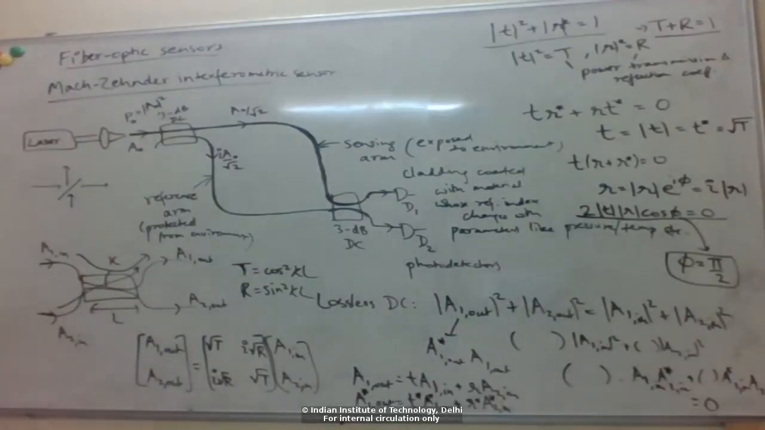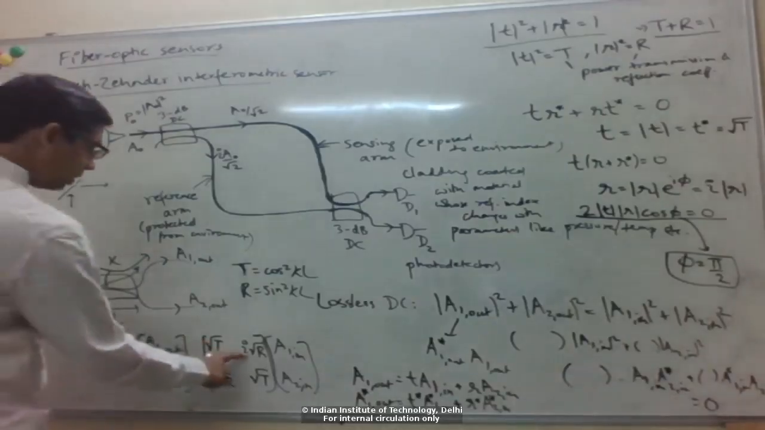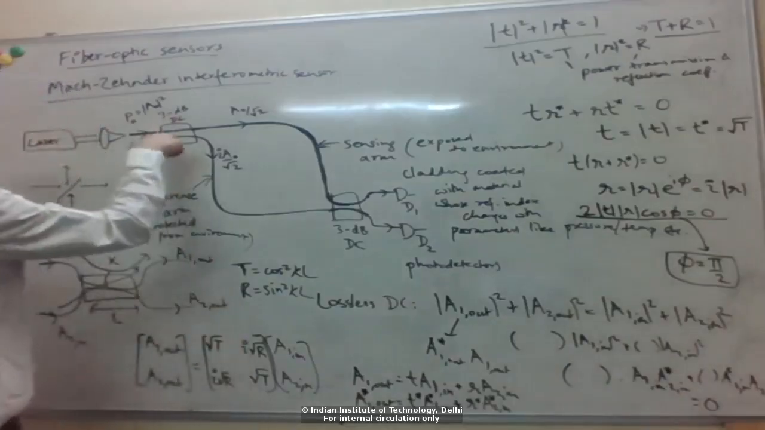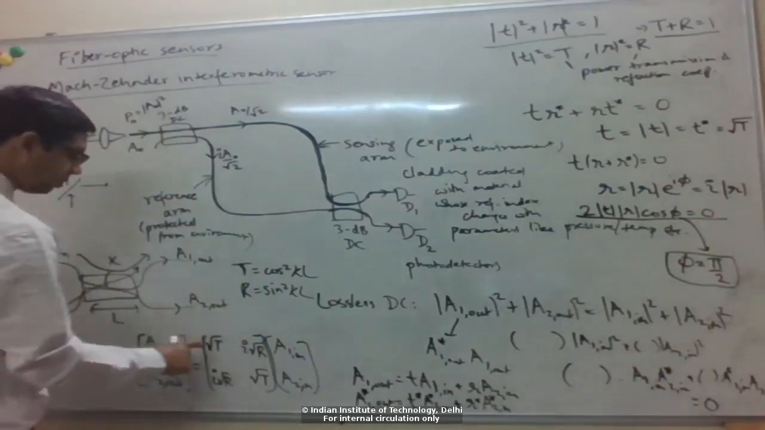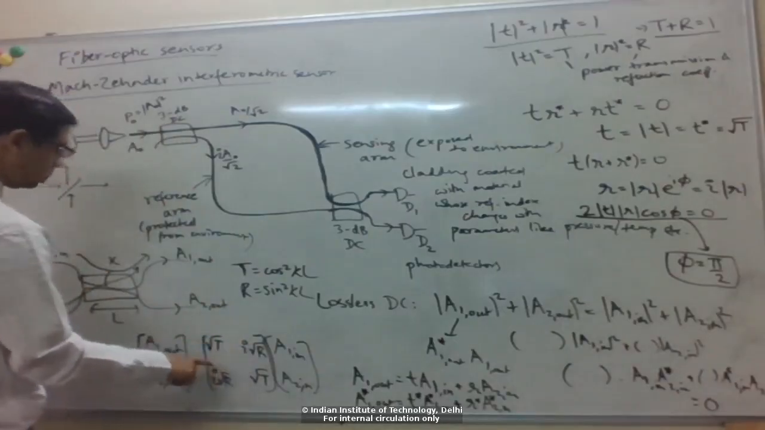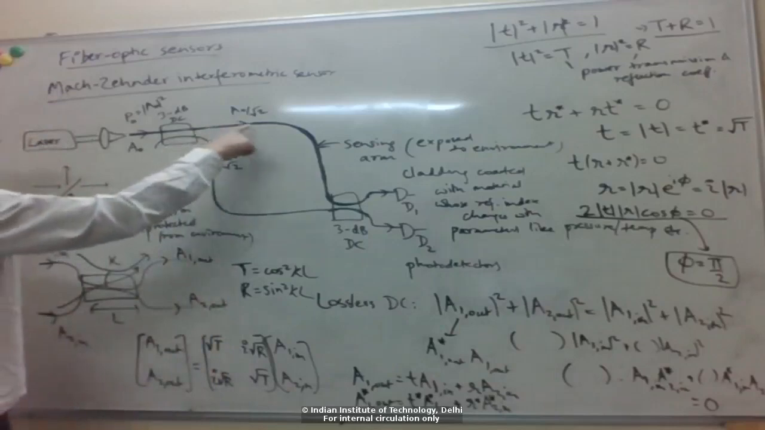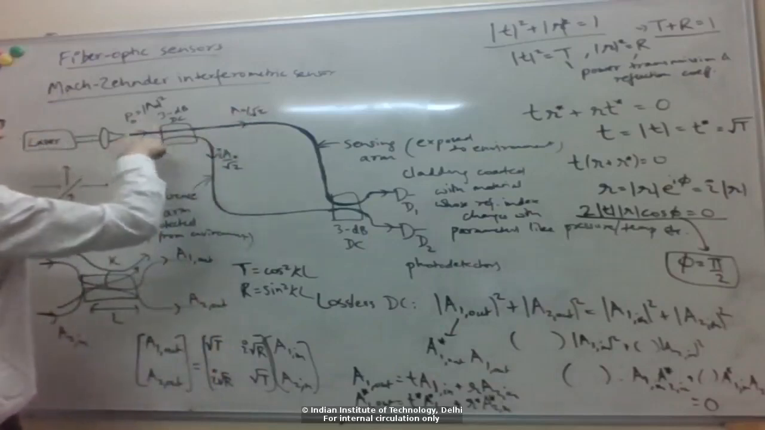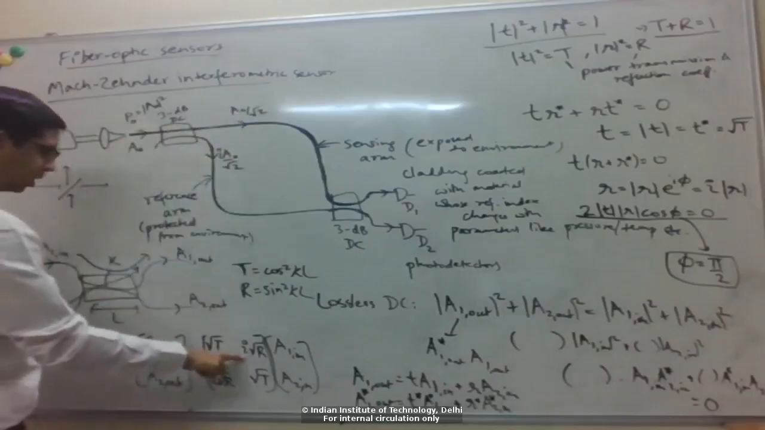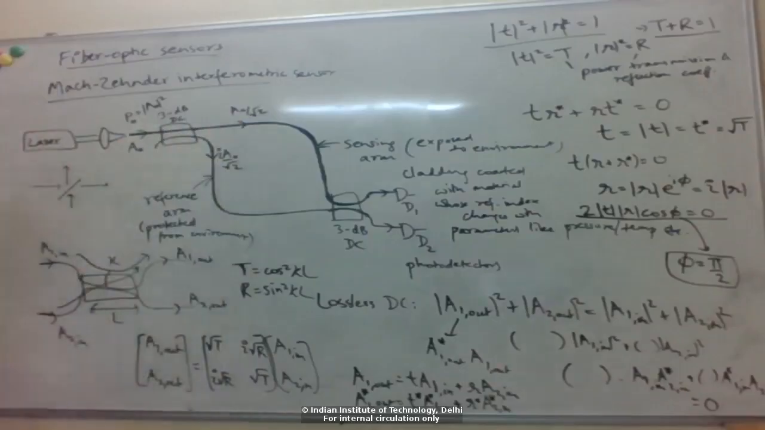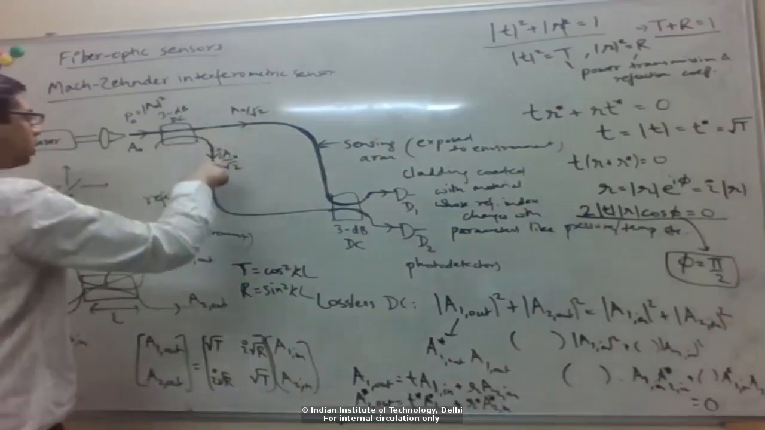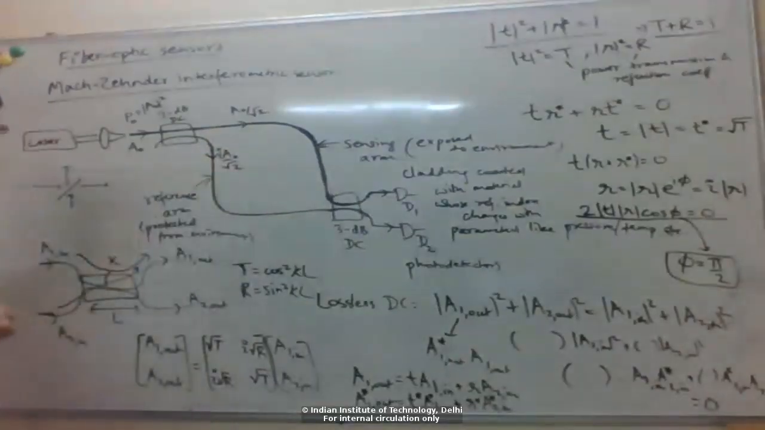Because of this i, we have a 3 dB directional coupler here, so T and R are half. So the amplitudes get multiplied by 1 by square root of 2. But then in one of the arms you have an i phase shift compared to the other. So here we take A naught by square root of 2, and here we have to take i times A naught by square root of 2.